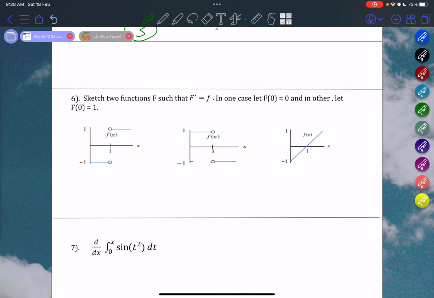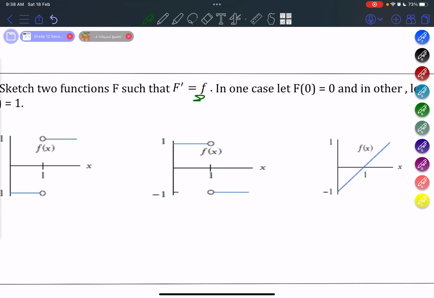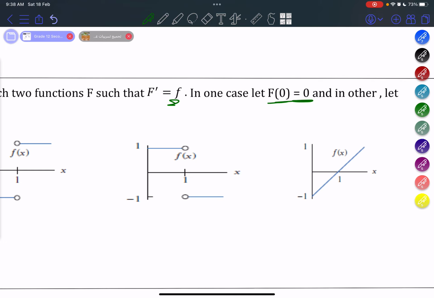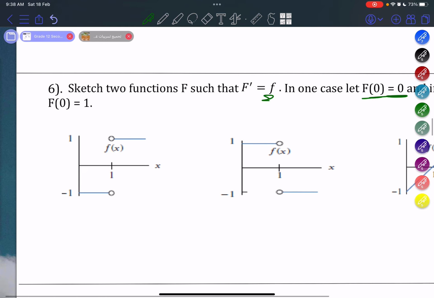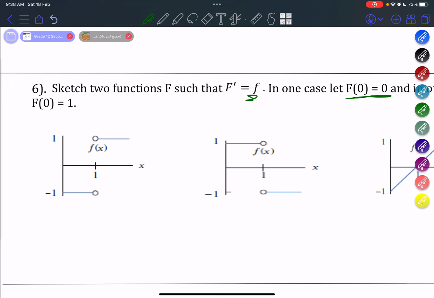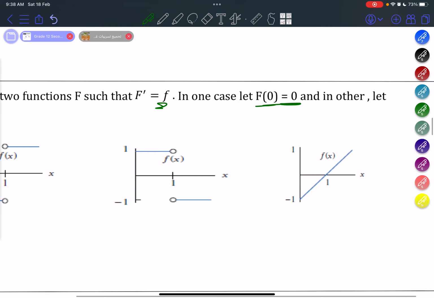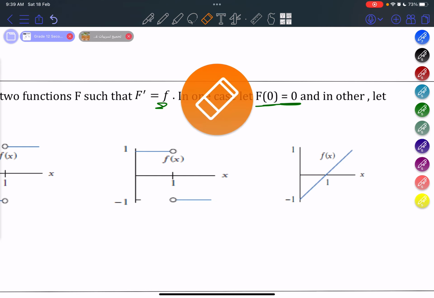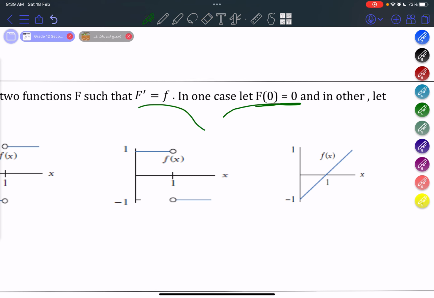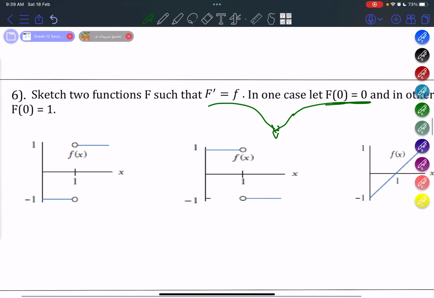Given functions f such that f prime equals f, in one case let f of 0 equal 0, and in the other let f of 0 equal 1. Okay, so they want us to draw both. They've given us two initial conditions, and we will draw both of them. So our first initial condition will be f of 0 equals 0 and the second f of 0 equals 1.